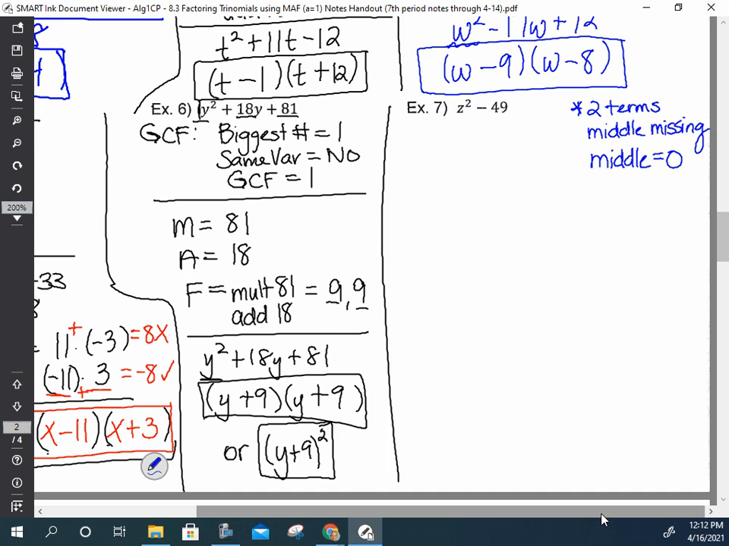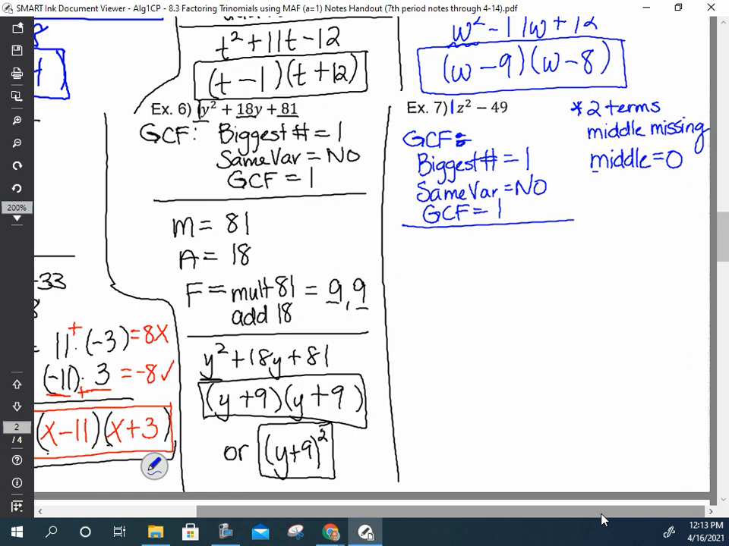Here's where that's going to show up. Let's first do greatest common factor. What's the biggest number? Biggest number is still 1. You got a 1 and a 49, so it's still 1. Does everything have the same variable? No. So GCF is 1. And we keep moving. Remember, the middle is 0. Here's where this is about to show up.